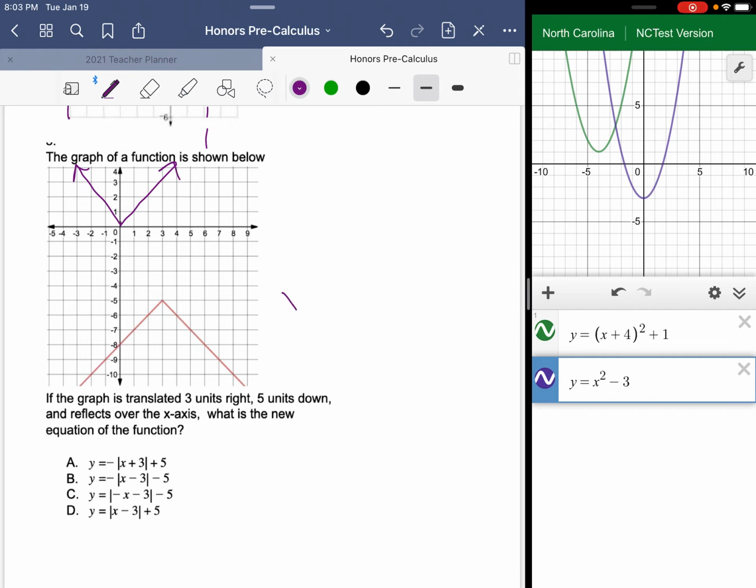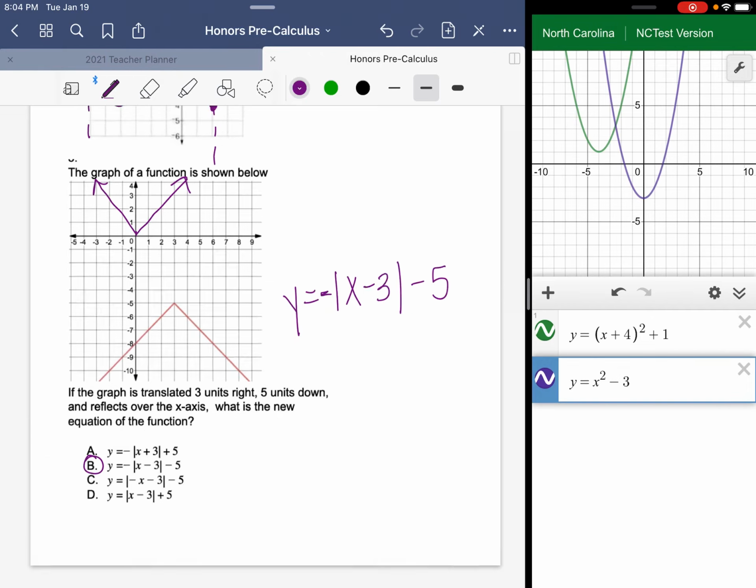So if we go to the right 3, remember right is going to be the opposite of what we think it is, so -3. Down 5, so -5, and a reflection over the x-axis, the negative on the outside. So giving our answer is going to be B.